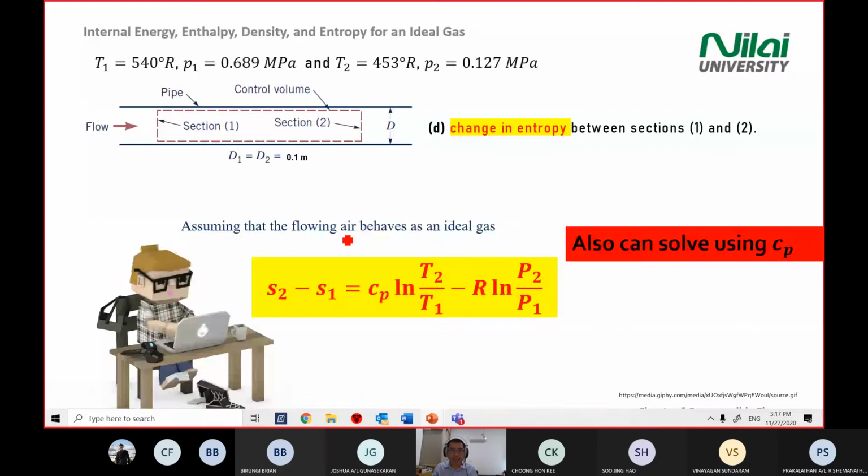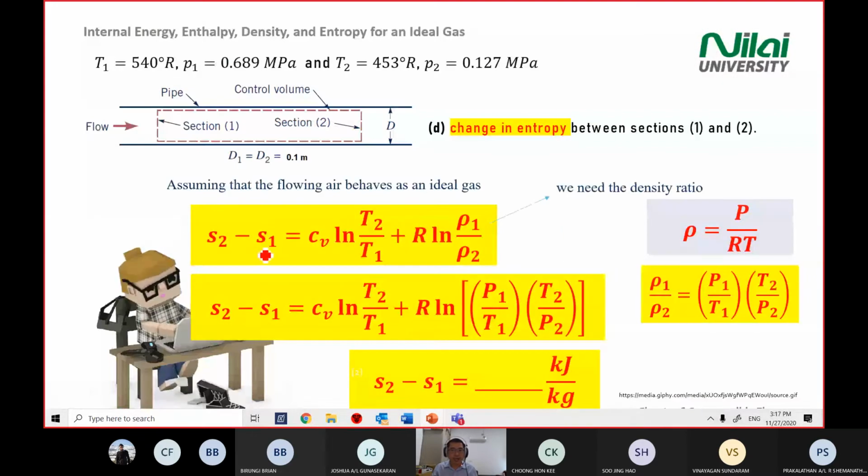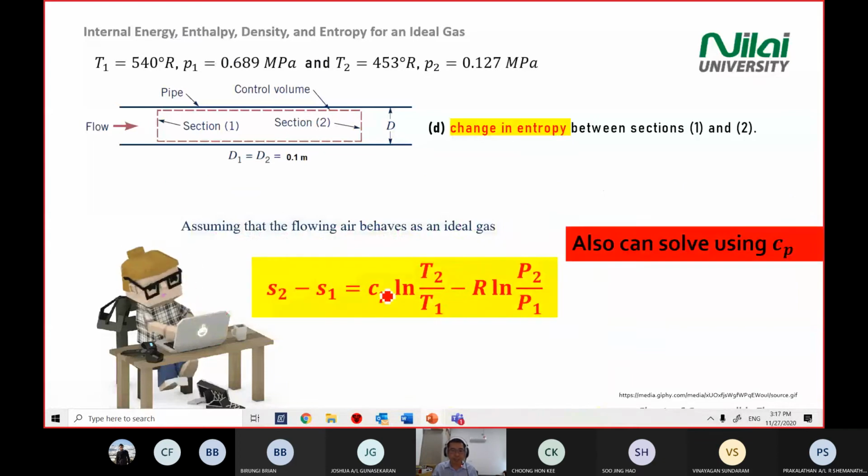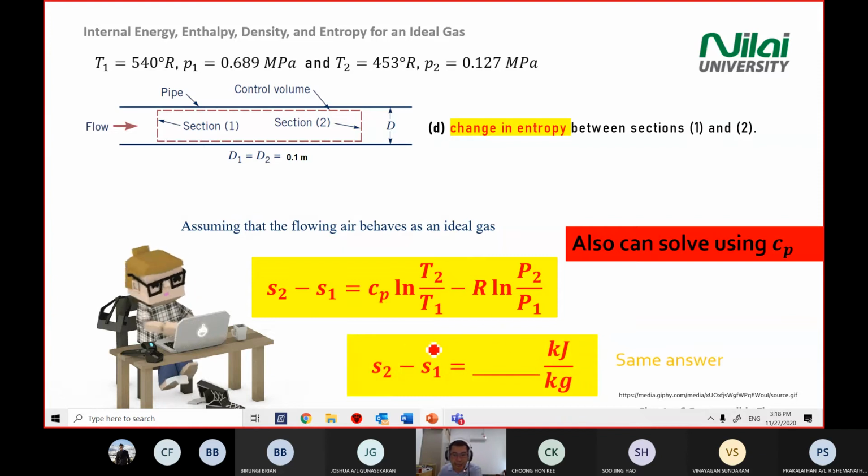Okay, so another solution I mentioned just now. First one, we use the first equation with the CV. But of course, you can use the CP equation, which is more direct. So you don't need to do conversion. Straight away, you use CP. And then the second term here is negative R ln P2 over P1. All these parameters you have. So in the exam, the answer will be the same as the previous one. In the exam, choose wisely, because the time given is very sufficient for you to solve the question.